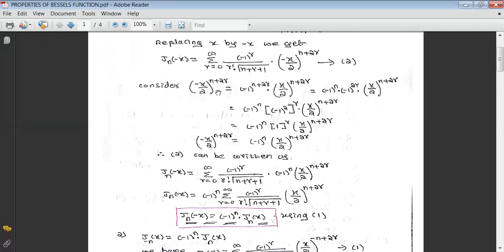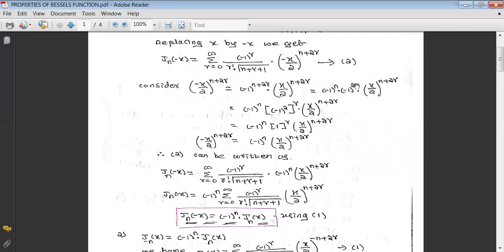Then by the property of indices, (a into b) raised to x can be written as a raised to x into b raised to x. Accordingly, this one can be written as minus 1 raised to n plus 2r into x by 2 raised to n plus 2r. Again, this minus 1 raised to n plus 2r can be written as minus 1 raised to n into minus 1 raised to 2r, because when the base is same, by adding the powers, we get our previous step. This we have kept as it is. And again, this minus 1 raised to n is kept as it is.